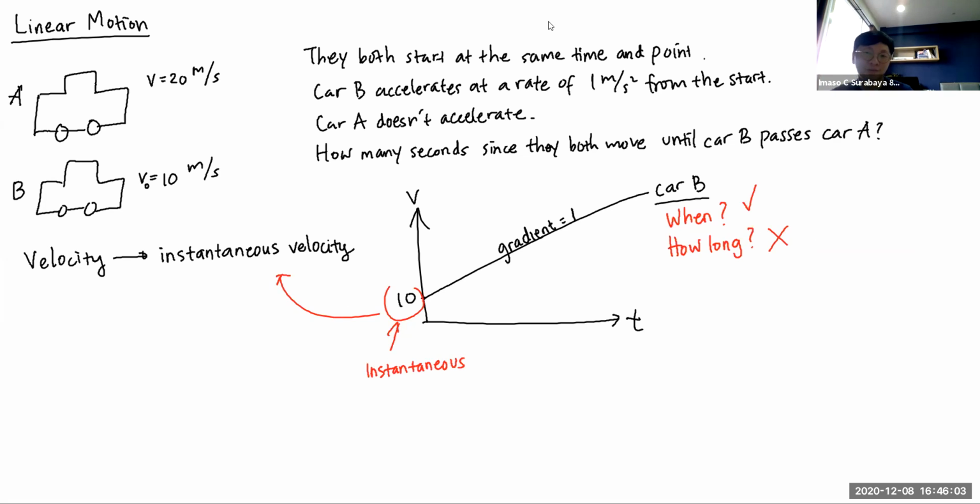I think what you mean by an acceleration of 1 meter per second squared is like this. So it's 10 for 1 second, then it goes up to 11 for 1 second, and then it goes up 1. But it's not like this. It's not how acceleration works.